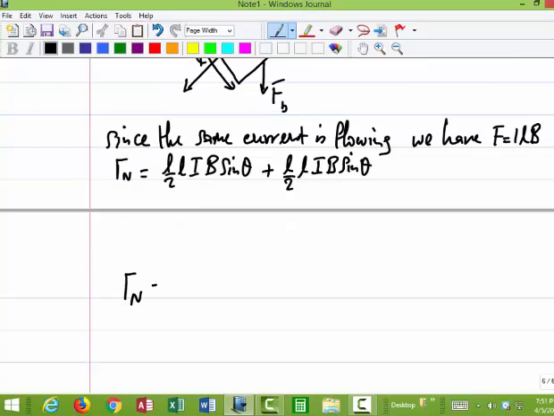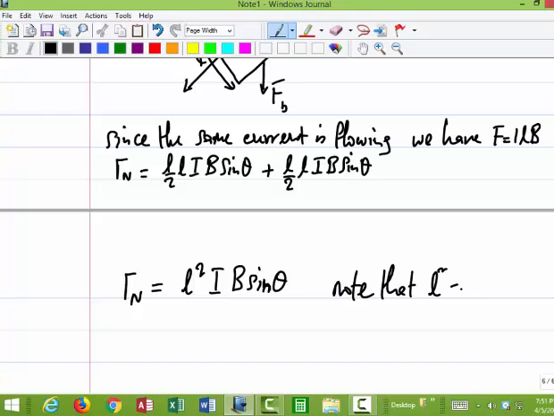So net torque can be written as, if you add these two together, L squared I times B sine theta. So I've added L squared over 2 IB sine theta plus L squared over 2 IB sine theta. That just gives us L squared IB sine theta, because I have two halves, I'm just adding them. Note that L squared is equal to the area of the loop. L squared is the cross-sectional area of the loop. So we can say the net torque is equal to I times the cross-sectional area times B sine theta.